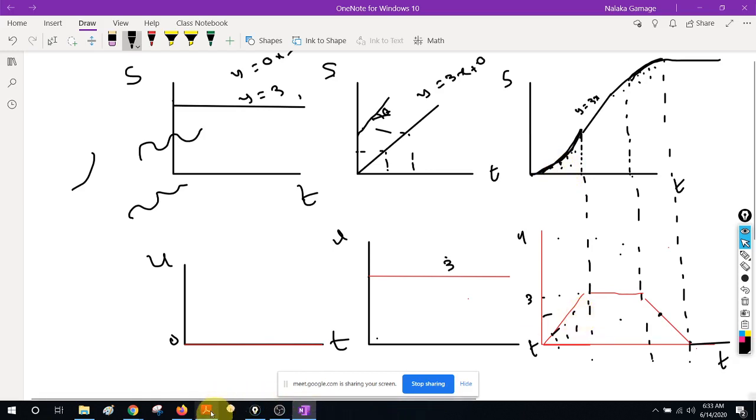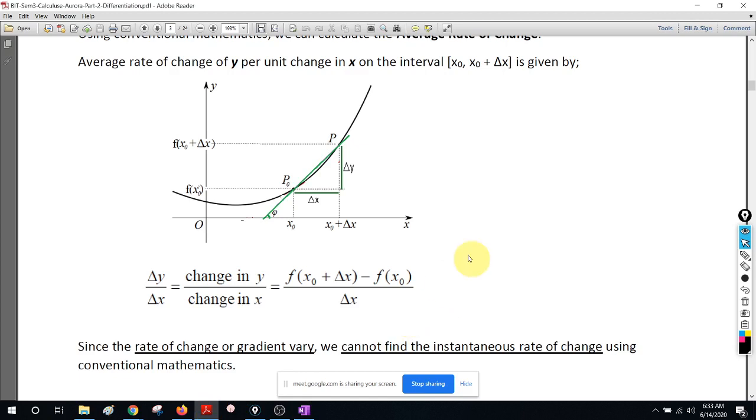So let's move on to our notes now. Our idea or challenge is, given a curve like this, how to find the rate of change at a particular point. I will just use some online resources.